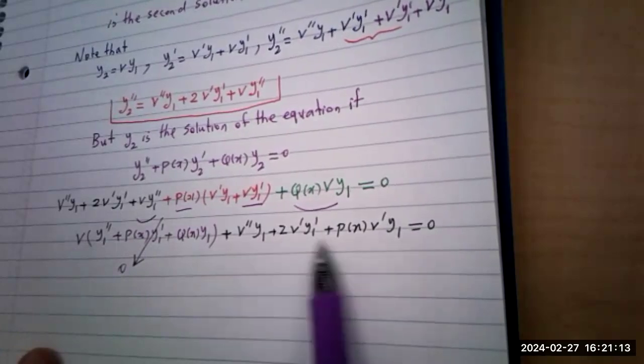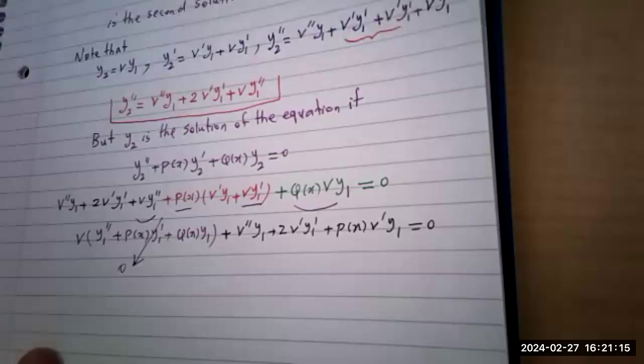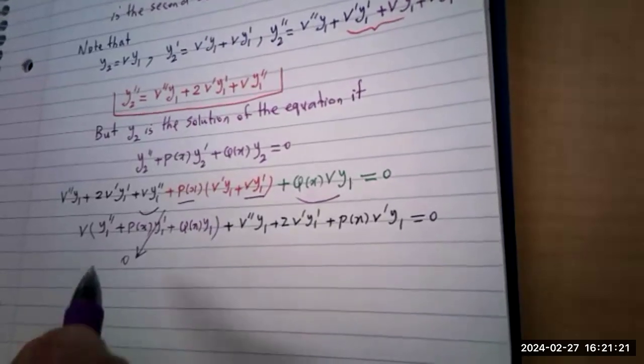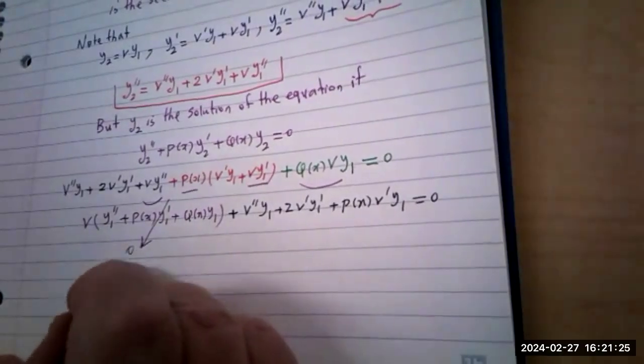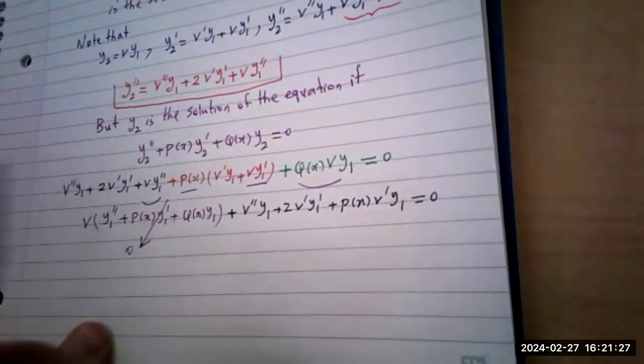The unknown of this problem is v, because this is the v that you are going to get. There is a v prime and the v prime here. So let's simplify it a little bit and then try to solve it. That would give us the formula. So this is what we have so far.